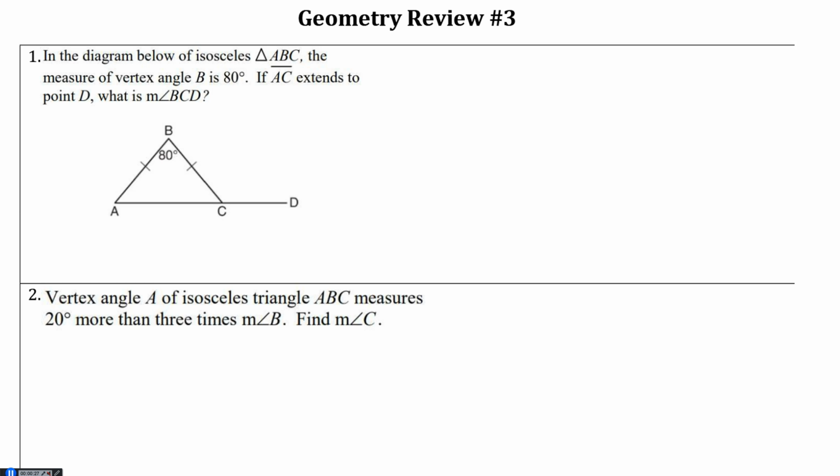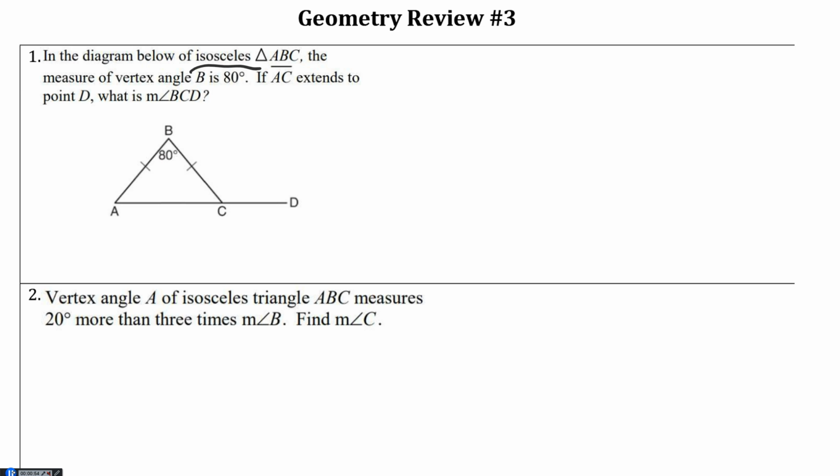Okay, for number one. In the diagram below of isosceles triangle ABC, the measure of vertex angle B is 80 degrees. If AC extends to point D, what is the measure of angle BCD? So the measure of angle BCD. That's the angle they're looking for right there, the exterior angle.